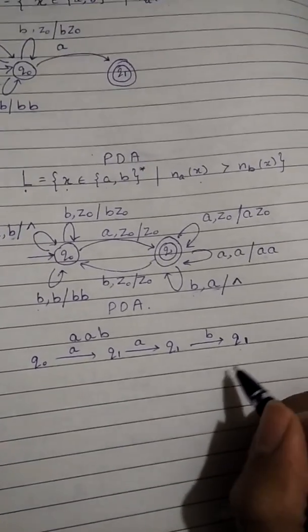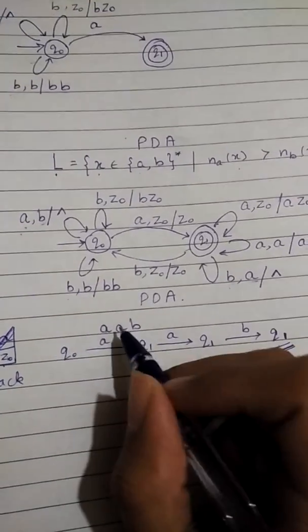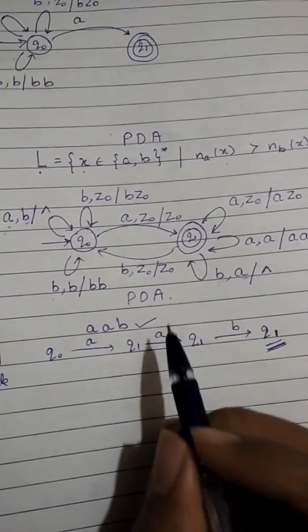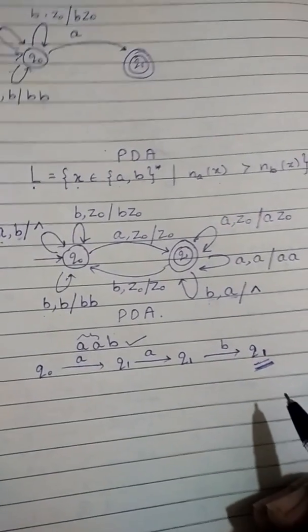Now our input is over and we are at the final state. Hence the string aab is accepted, as it has 2 a's and 1 b.